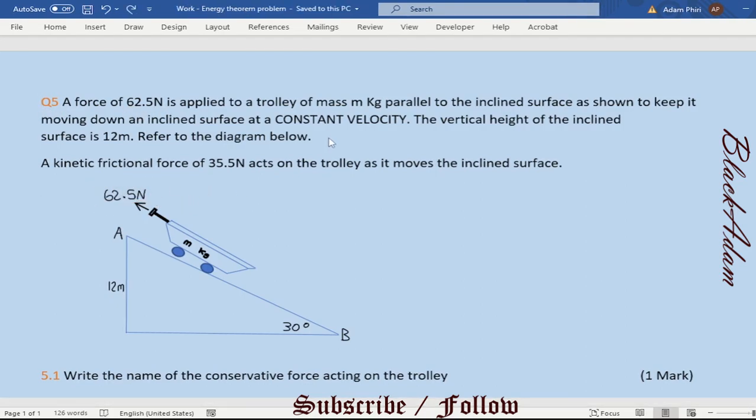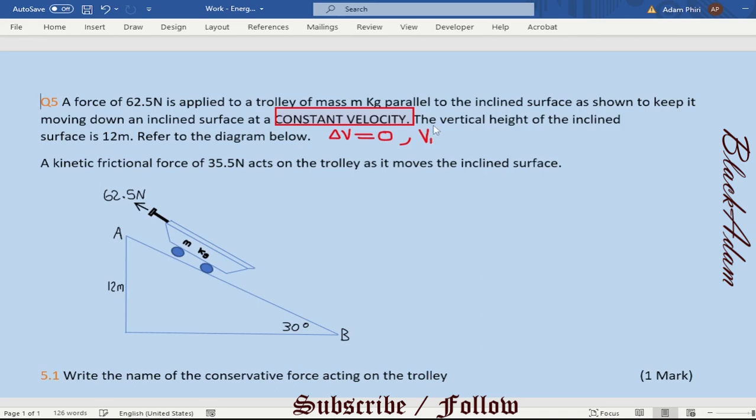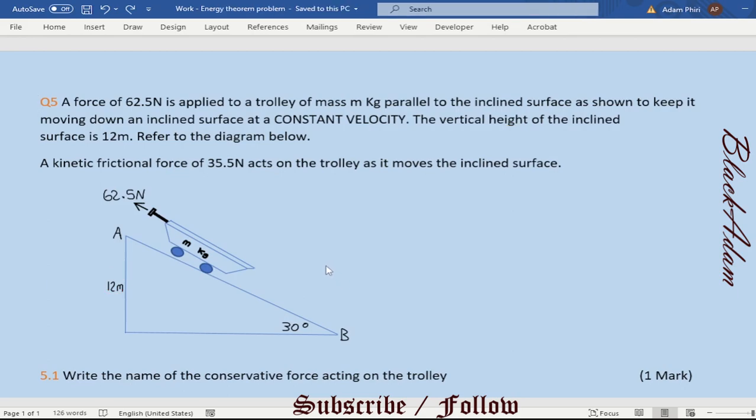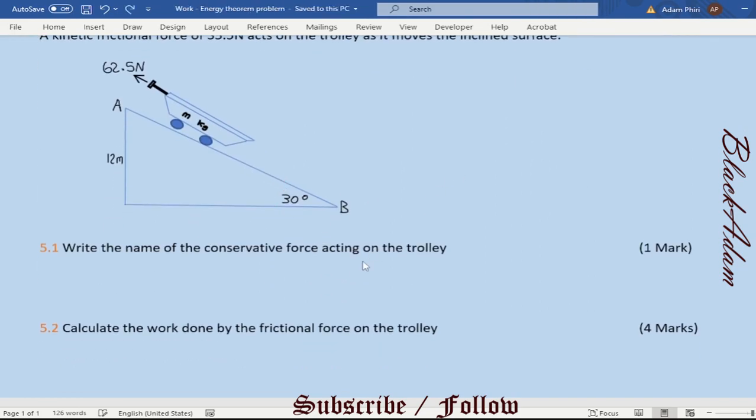So this is a problem that we have, probably grade 12, and we have the mass, which is unknown, m, and we have constant velocity, and we should know what constant velocity means. It means the velocity is the same, so the change in velocity is zero because the initial and the final velocity are the same. And then the vertical height is 12 meters, and the frictional force is 35.5 newtons. That's the frictional force on the surface on which the trolley is moving.